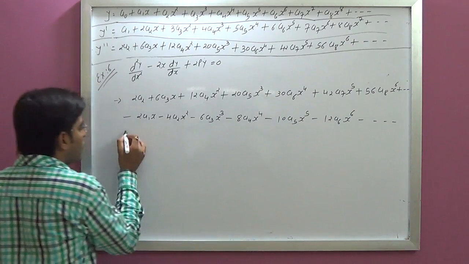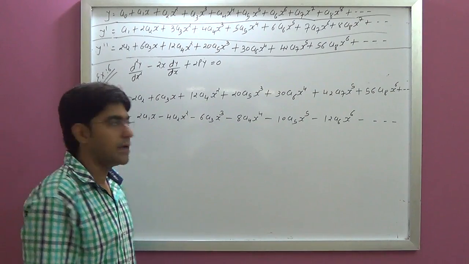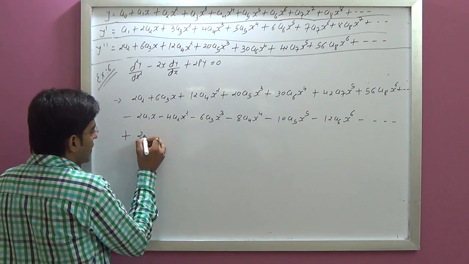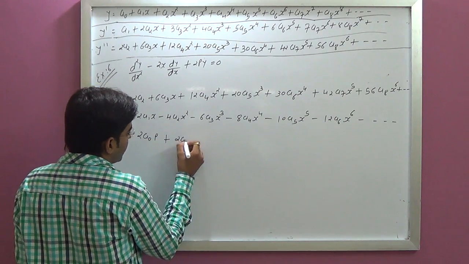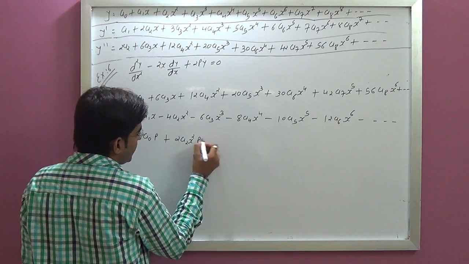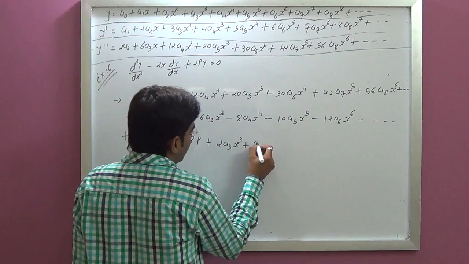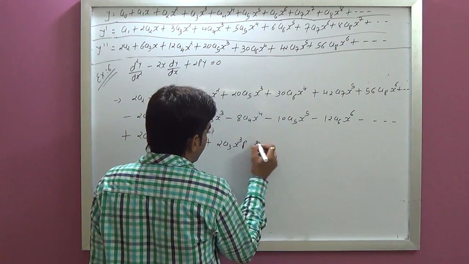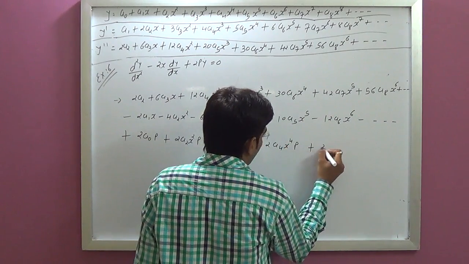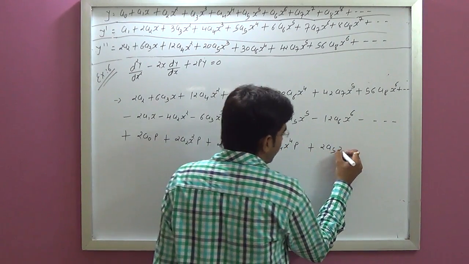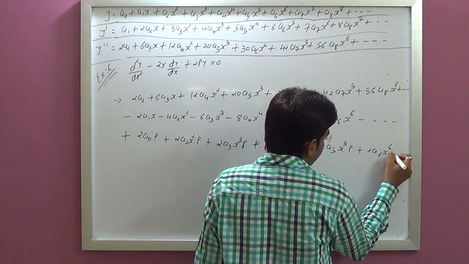Now plus 2py. 2p. Okay, that means 2a0p, right, plus 2a1xp, plus 2a2 x square p plus 2a3 x cube p plus 2a4 x raised to 4 p plus 2a5 x raised to 5 p plus 2a6 x raised to 6 p.